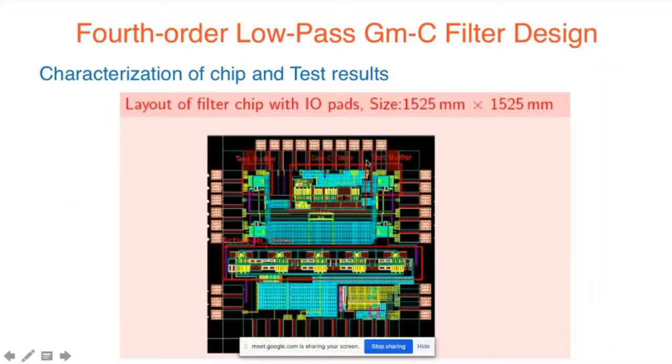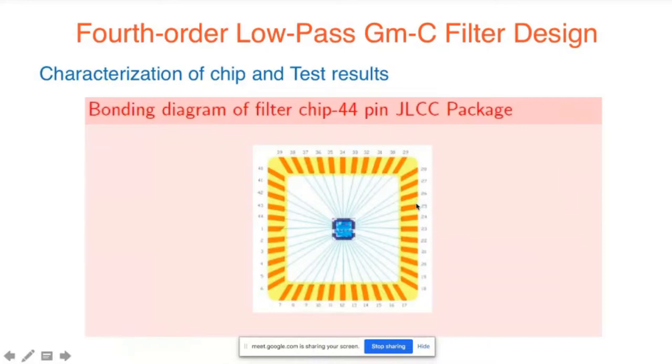And it is fabricated, and we have tested it after fabrication. And this is a JLCC package, that is a 44 pin package.